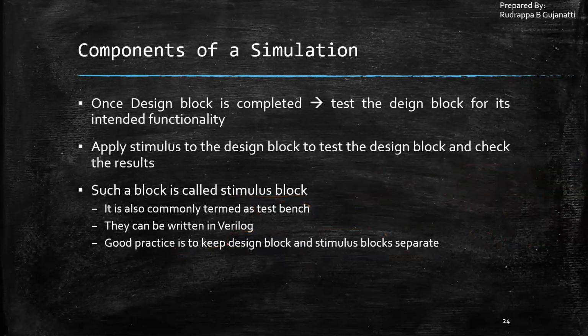So it is like divide and rule. Try to see how the design block is working with respect to the stimulus. So if any condition has to be checked, just change the stimulus block details. It will check the design block implementation. That is what it goes around.